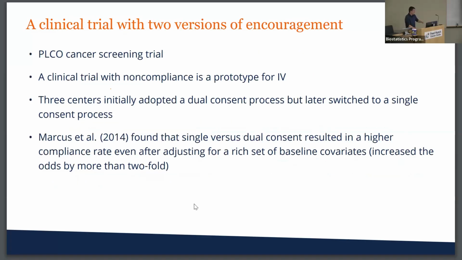And this is another example that got us to start thinking about this. In PLCO, we have a clinical trial with non-compliance. There are 3 centers that initially adopted a dual consent process, but later switched to a single consent process, mostly because of compliance rate. In this paper, Marcus Dahl, they found that single versus dual consent actually resulted in a much higher compliance rate, even after adjusting for a very rich set of baseline covariates. I think the odds differ by more than 2-fold.